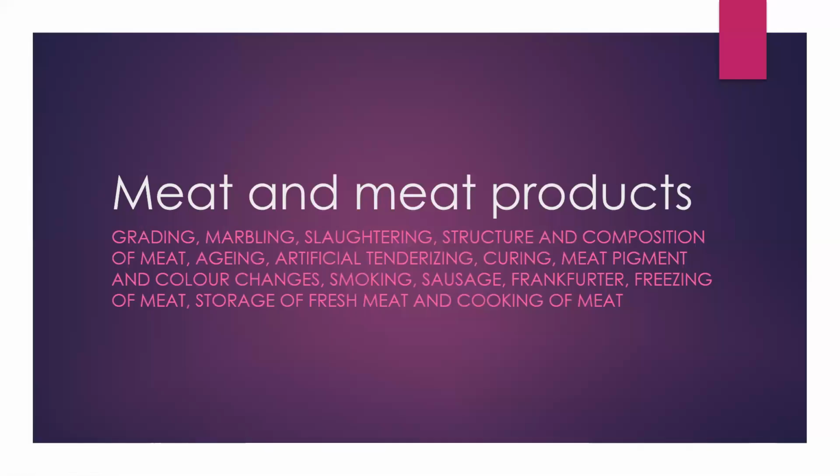Hello everyone. In today's video, we are going to talk about meat and meat products. We'll be talking about the grading of these meat products, what is marbling, slaughtering, structure and composition of meat, aging, artificial methods of tenderizing, curing of meat, meat pigments and other color changes associated with it, smoking, and other related topics. So let's start with the video.